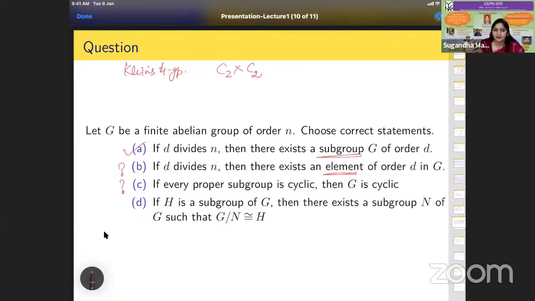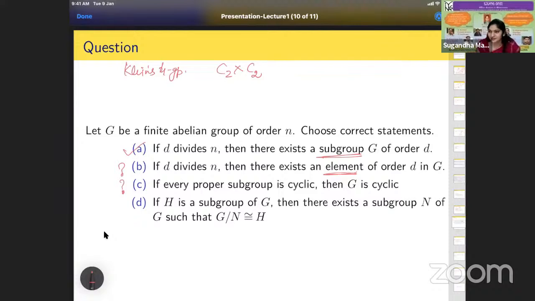But then you can answer it by your understanding for the case B: suppose for every divisor D there was an element of order D, right? G has order N, which is a divisor of itself, and if you have an element of order N, it will be a cyclic group of order N. So that simply means that every abelian group has to be cyclic, which is of course not true.